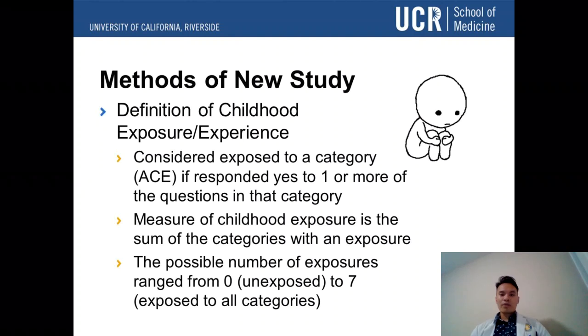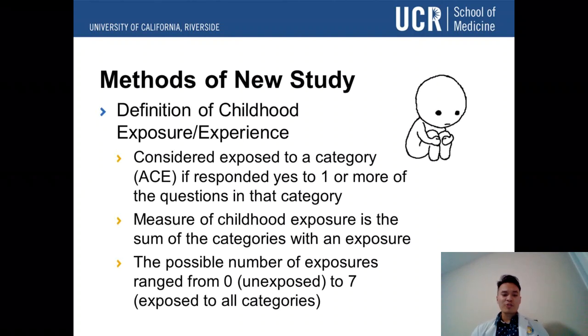And so what are the methods of this new study? What it did was, first, it wants you to identify what is a childhood exposure or experience. Again, these definitions are always good to reiterate at each study because it's important to see if there's any differences and how that affects how we can apply that data. So what they called an ACE was considered exposed to a category if responded to one or more of the questions in that category. And we're going to go through the questions too, so it's very clear.